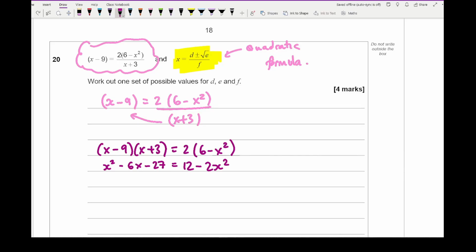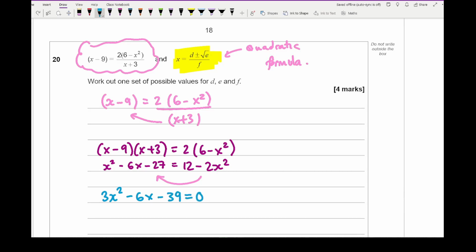Then to make this into a quadratic, we make it equal to 0. Now to try and get a positive x squared, I'm going to take the right hand side over to the other side. So we're going to add 3x, so that's going to be 4, no, it's going to be 3. So we've got 3x squared minus 6x, and then we take away 12, which is going to give me minus 39 equals 0.